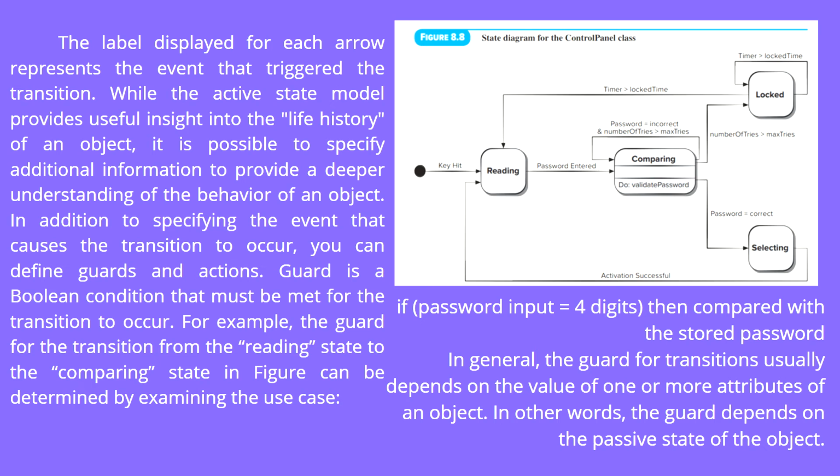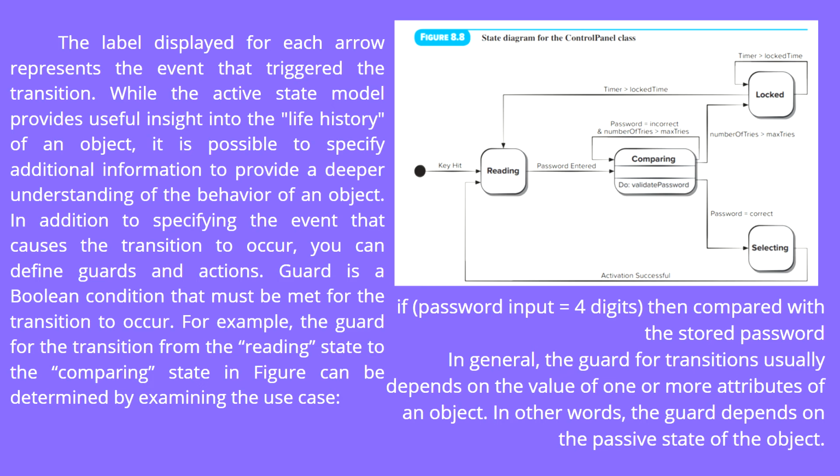While the active state model provides useful insight into the life history of an object, it is possible to specify additional information to provide a deeper understanding of the behavior of an object. In addition to specifying the event that causes the transition to occur, you can define a guard and an action. A guard is a Boolean condition that must be met for the transition to occur.